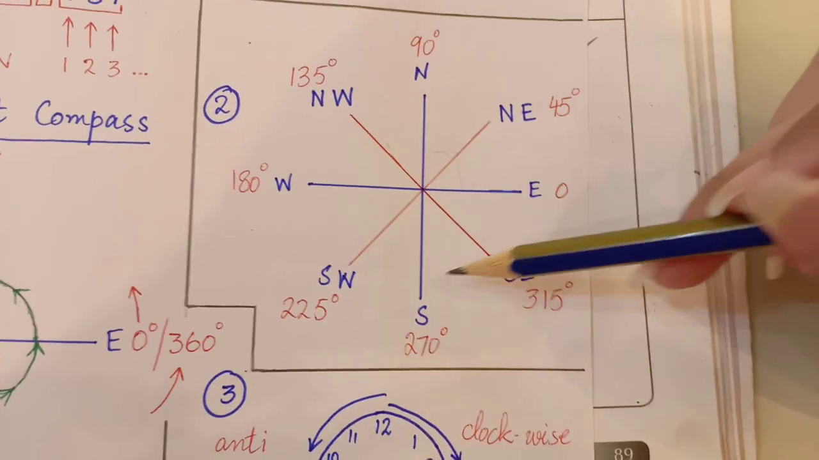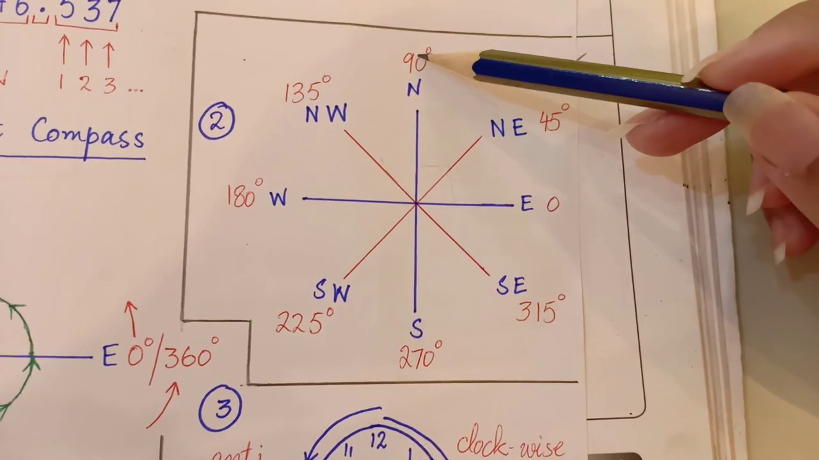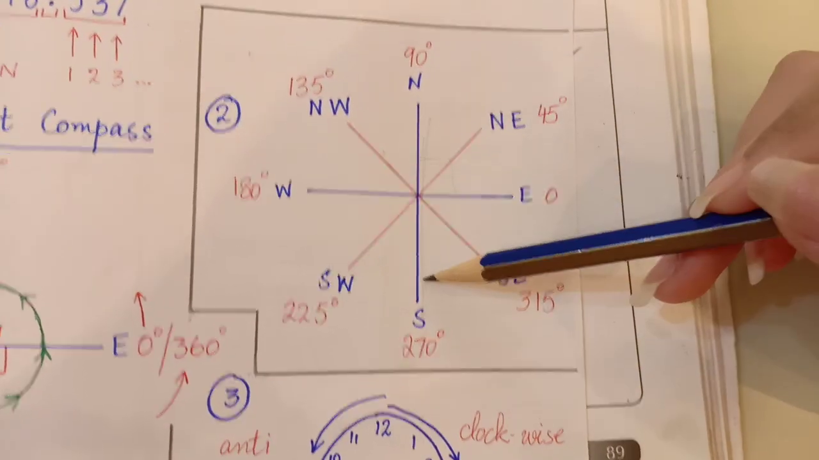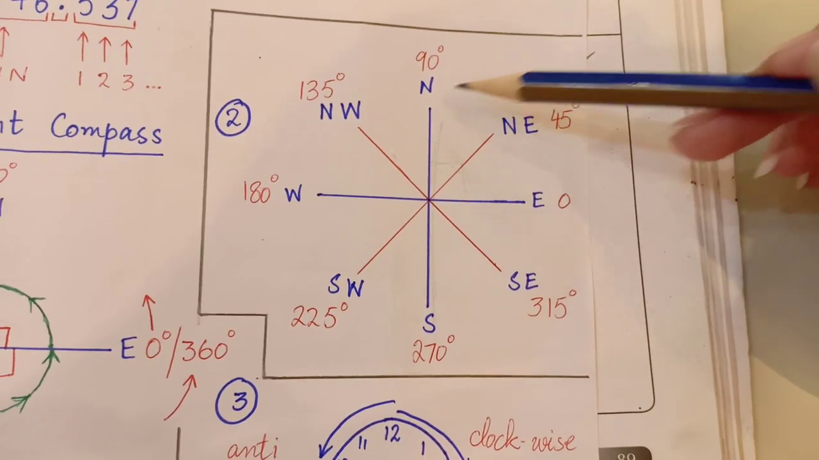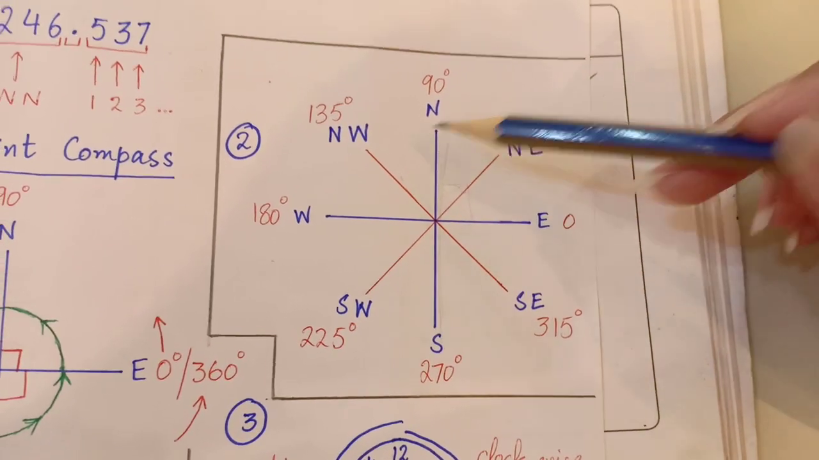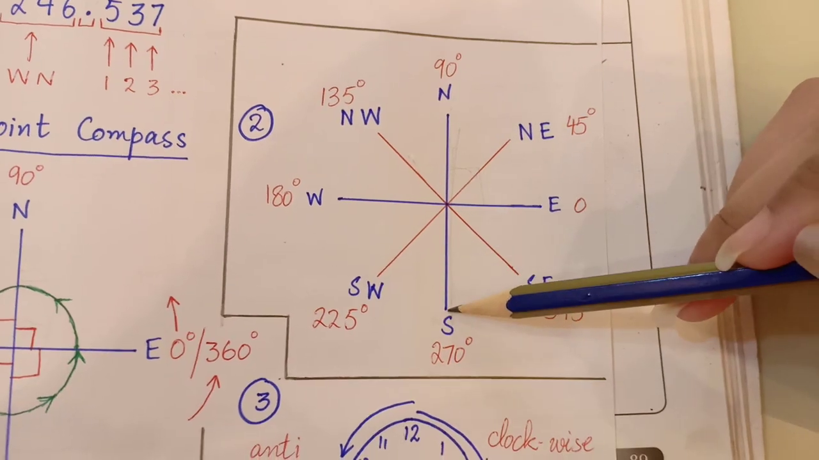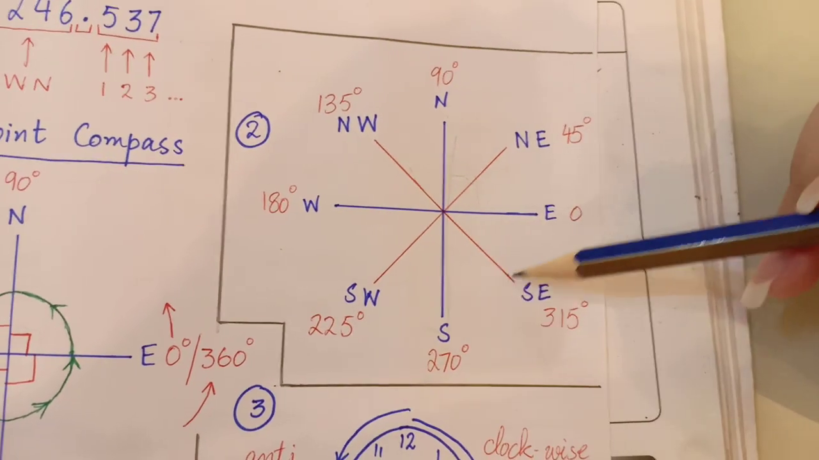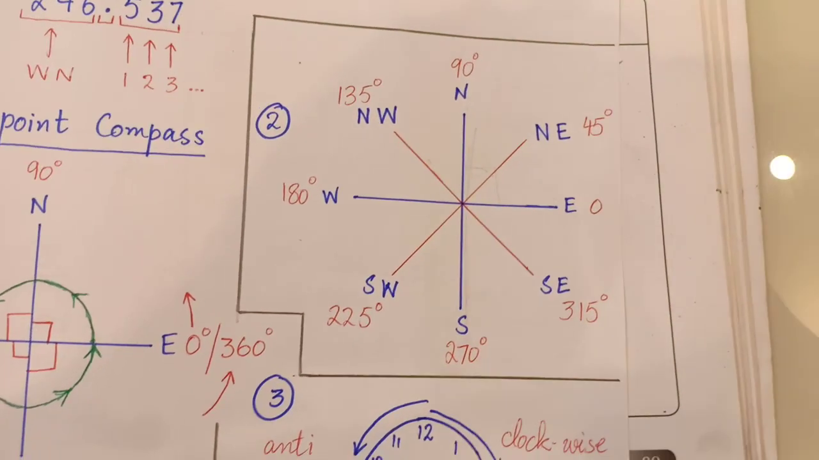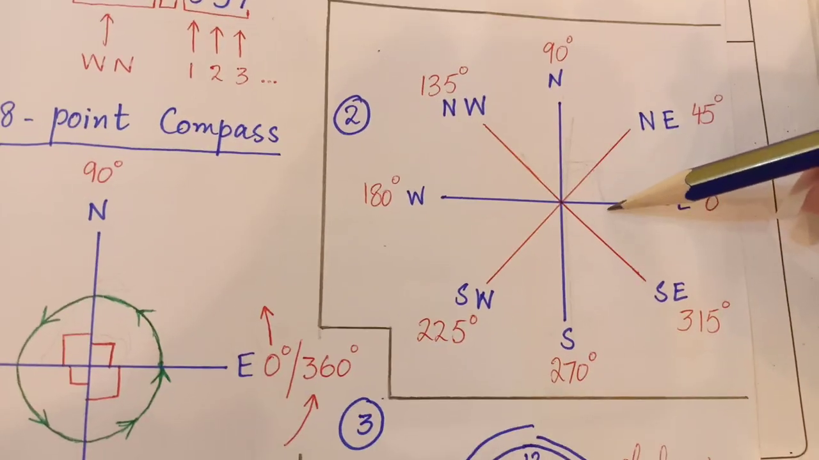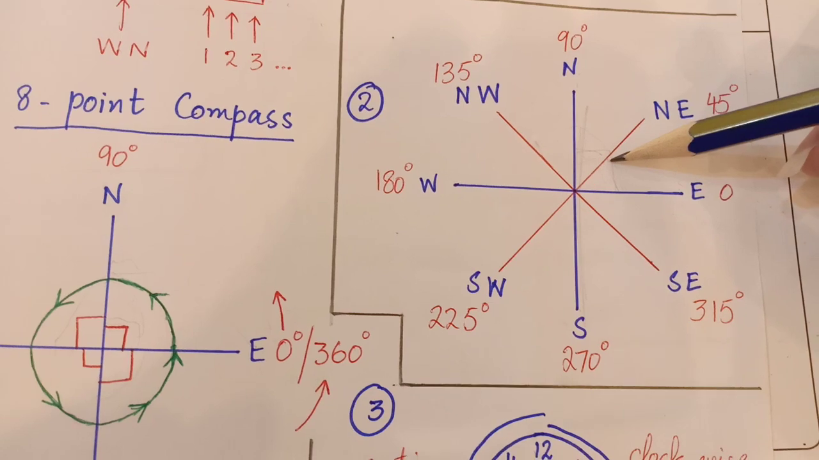When we name them, the directions on the vertical plane, north and south, come first. North, east, northeast. North, west, northwest, NW. South, west, SW. South, east, SE. Between each direction there is an angle of 45 degrees.